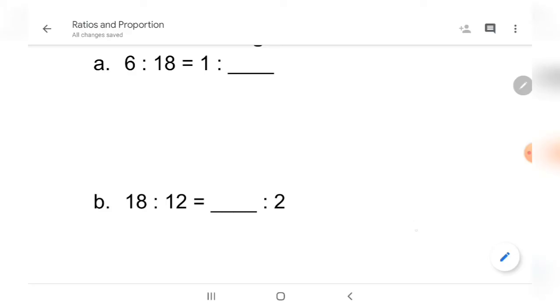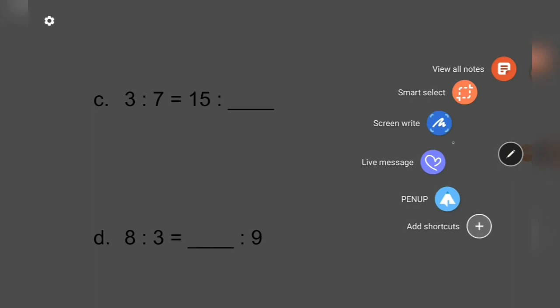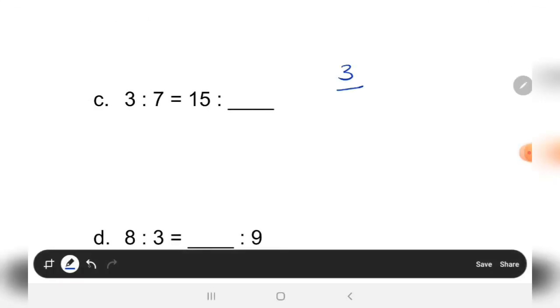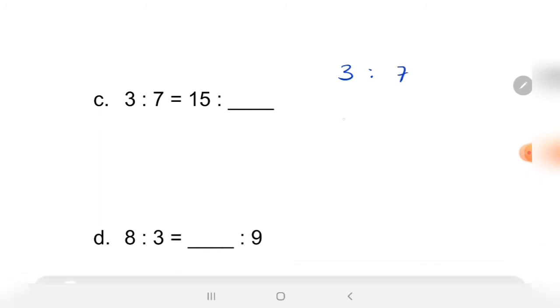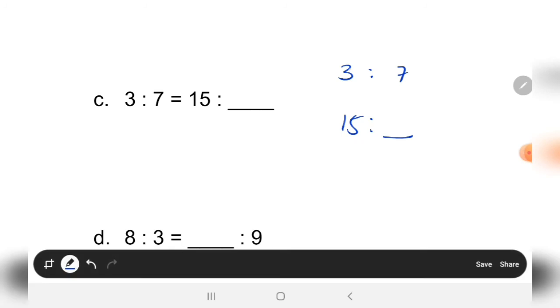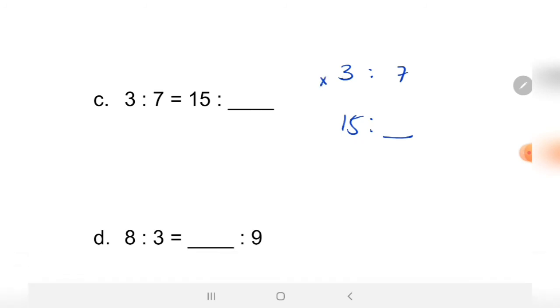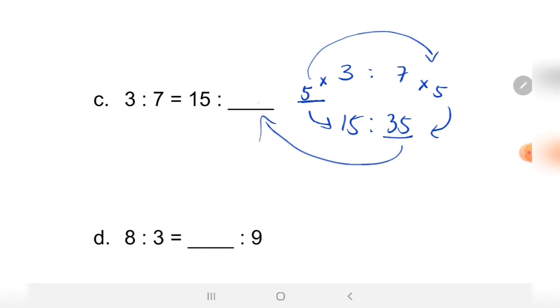Next, letter C. 3 to 7, and then this is 15 to, we don't know. Now 15 is bigger than 3, so that means we multiply by something so that the product would be 15. What would be the number? That is 5. 3 times 5 equals 15, so we do the same here. That is times 5, and our answer is 35. So the missing number is 35. Next, 8 to 3 equals, we don't know, and then 9.